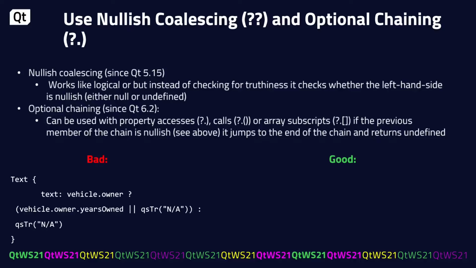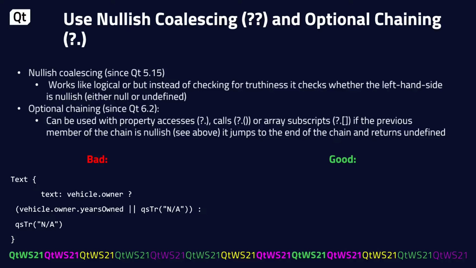So previously, you might have code like this. This text is supposed to display how many years a vehicle has been owned, but this is in a structure where we can't be sure whether vehicle.owner is actually set and whether vehicle.owner.yearsOwned is set. So previously, you might first check if vehicle.owner is actually set, and if it's not set, you just display non-applicable. If it is set, you have to check again, okay, is vehicle.owner.yearsOwned actually there? And if it's not, let's just display non-applicable again.